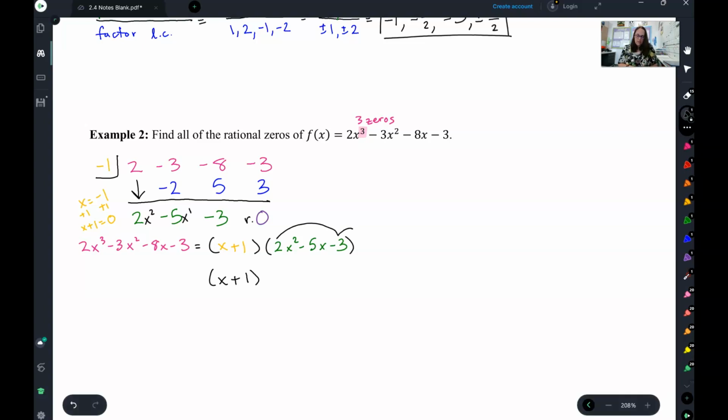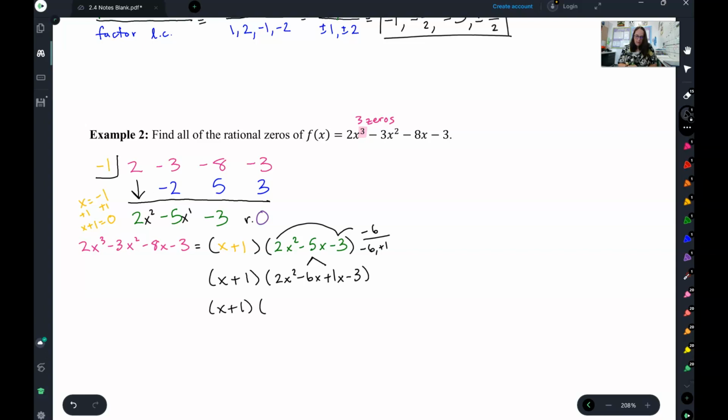So 2 times negative 3 is negative 6. I need to multiply to negative 6 and add to negative 5. That's like negative 6 and positive 1. So I'm going to exchange my negative 5x for a negative 6x and a positive 1x. Same thing, just exchanged it out.